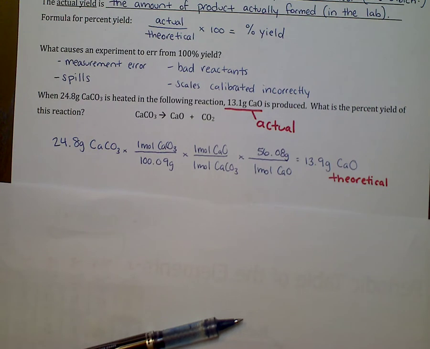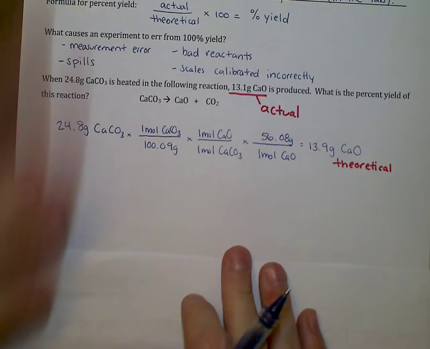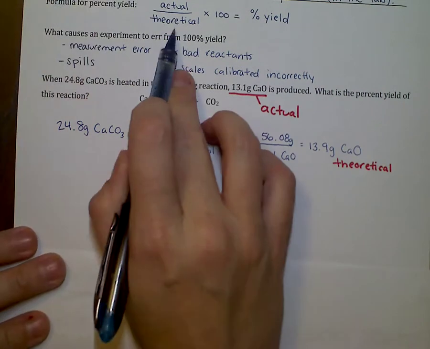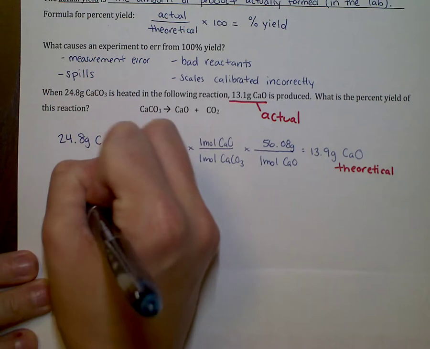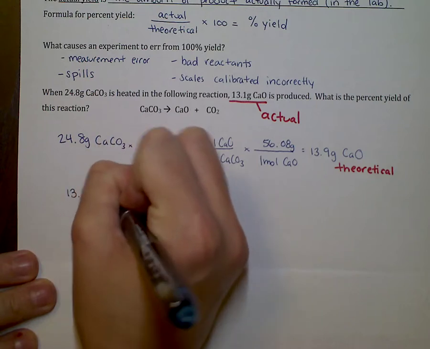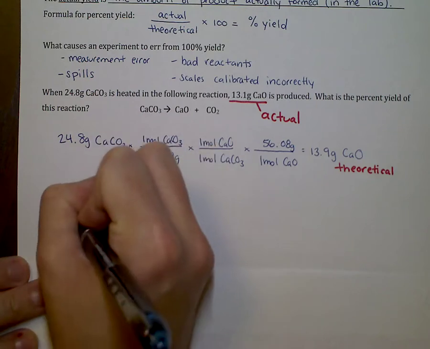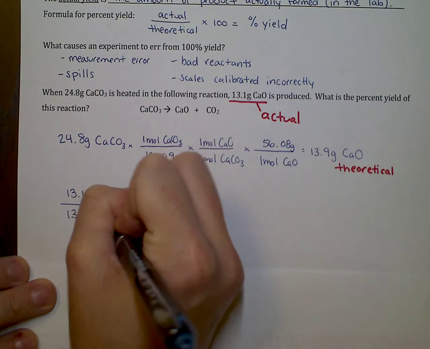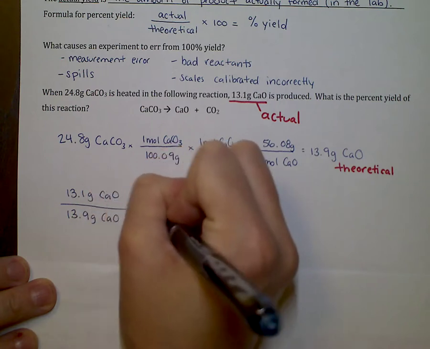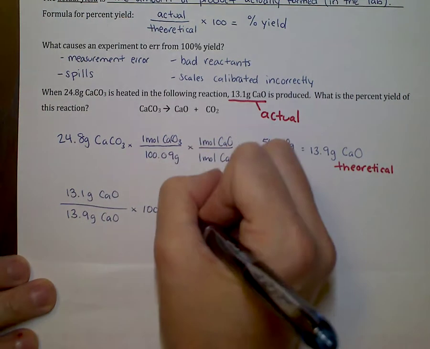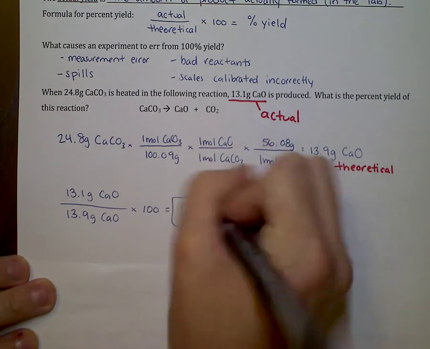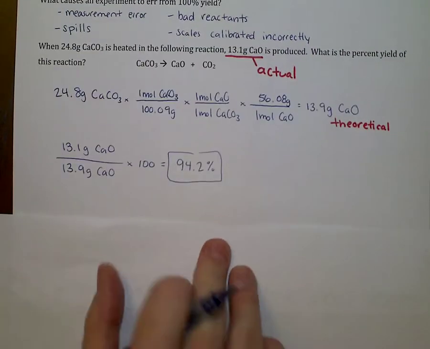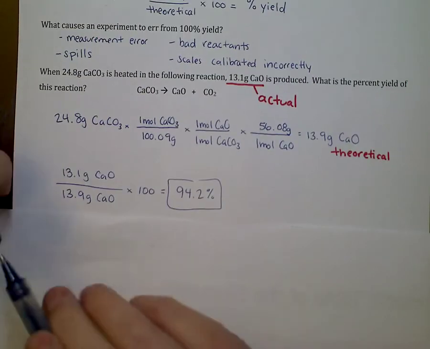Now we can calculate our percent yield. It is that simple. Just like they say, actual over theoretical, multiplied by 100. So we'll have 13.1 grams of CaO divided by 13.9 grams of CaO, multiplied by 100, and we end up getting 94.2% yield. Not a horrible yield for a lab. Could be better, could be way worse. So there you go, that's how you do percent yield.